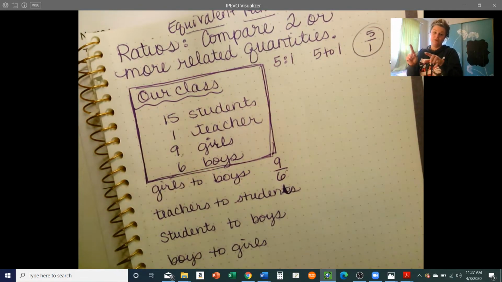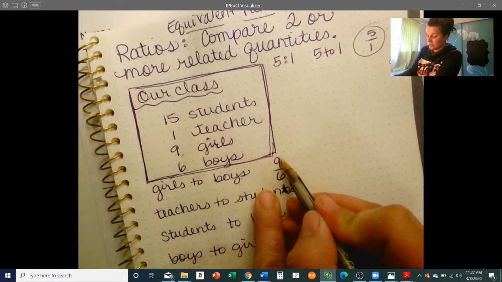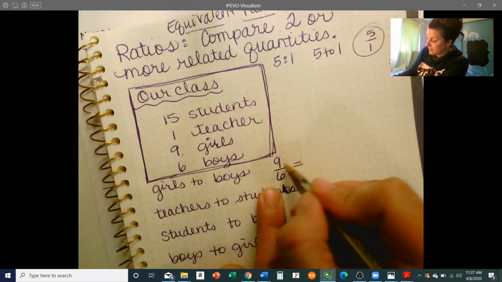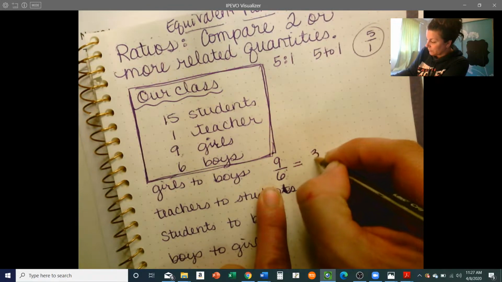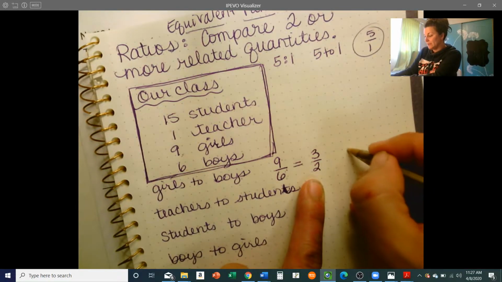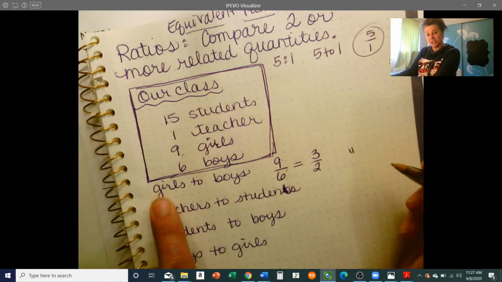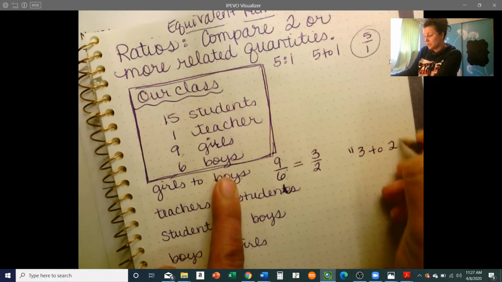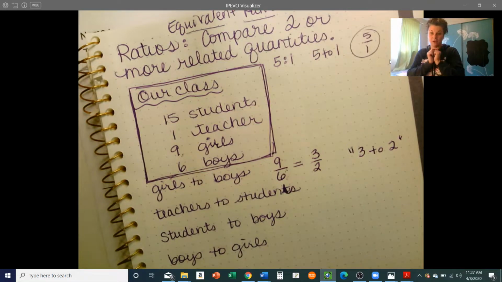We can put it in lowest terms. And that's how we make an equivalent ratio, is really just like taking a fraction and putting it in lower terms. So 3 goes into 9 and 3 goes into 6. So that means that I can put 3 on top and 2 on bottom. And so I would say that the ratio of girls to boys is 3 to 2. That's how I would say that with my words.